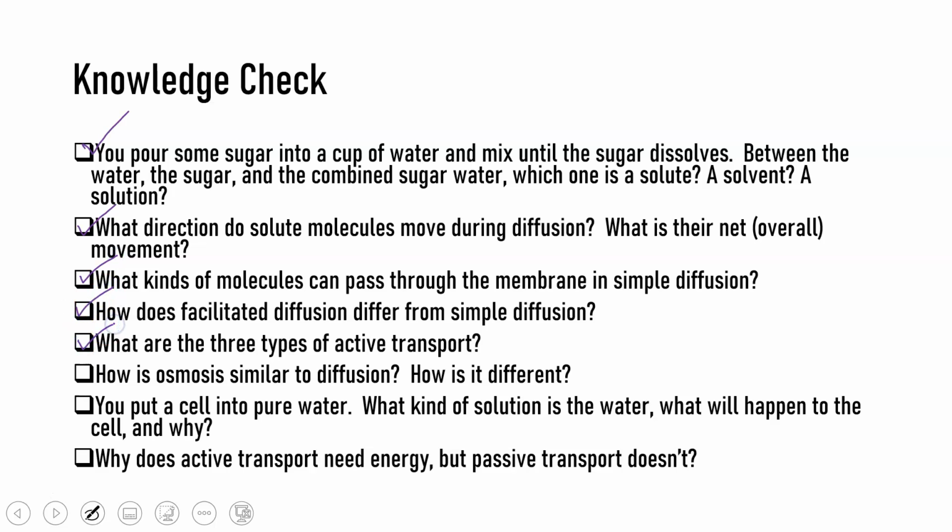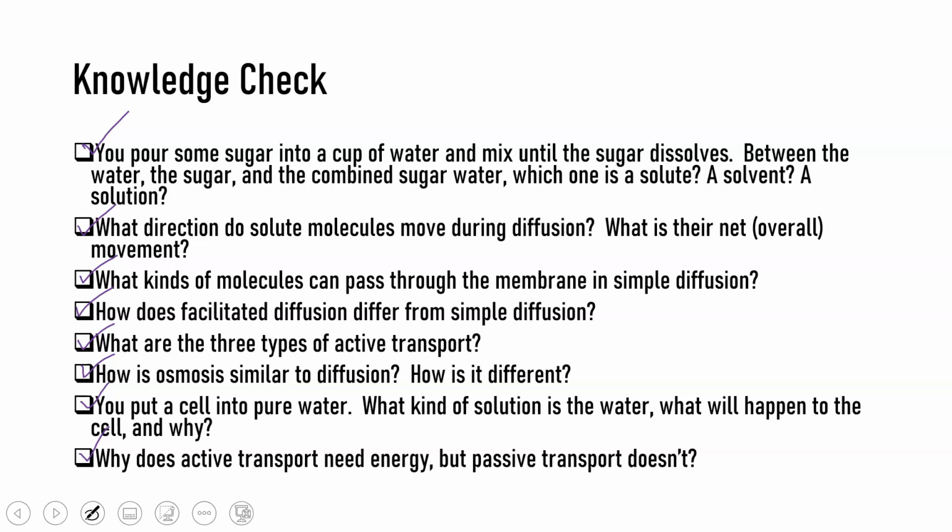What are the types of active transport? How is osmosis similar to diffusion, and how is it different? You put a cell in pure water. What kind of solution is the water, and what will happen to the cell, and why? And then lastly, why does active transport need energy, but passive transport doesn't?